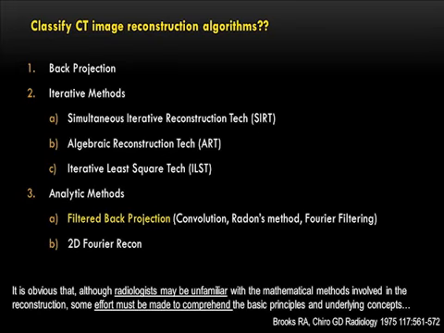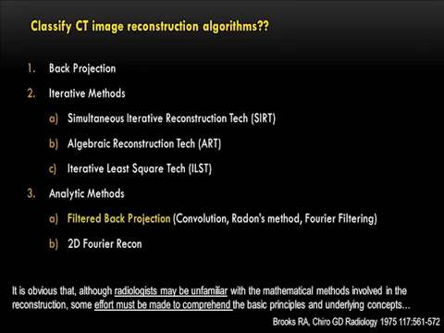we have an iterative method, which included a simultaneous iterative recon technique. It has the algebraic recon technique. This was the technique which was used in the first version of the EMI scanner. So IR has been there for a long time. And then we have the iterative least squares technique, and then there were analytic methods, which included filtered back projection and the 2D Fourier recon.